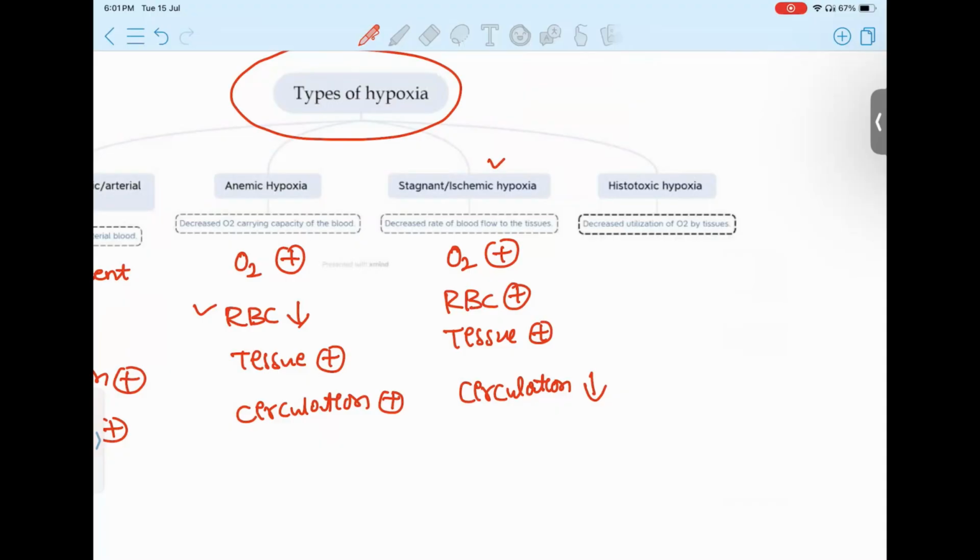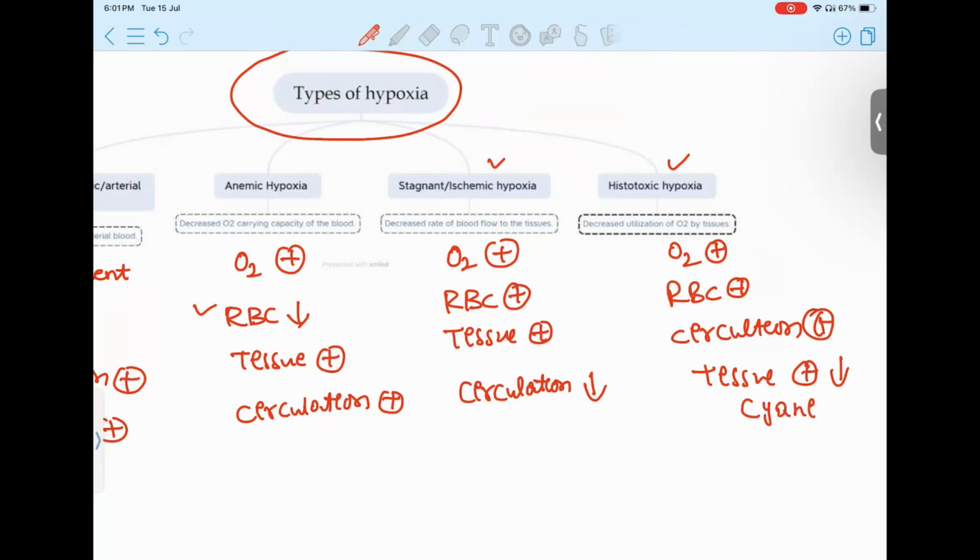Next, histotoxic hypoxia. O2 is normal only. The RBC is also normal only. The circulation is also intact in this patient, but the tissues can't take up the oxygen. Why? Because the tissues might be damaged due to cyanide or other poisoning. So that is the problem in histotoxic hypoxia.